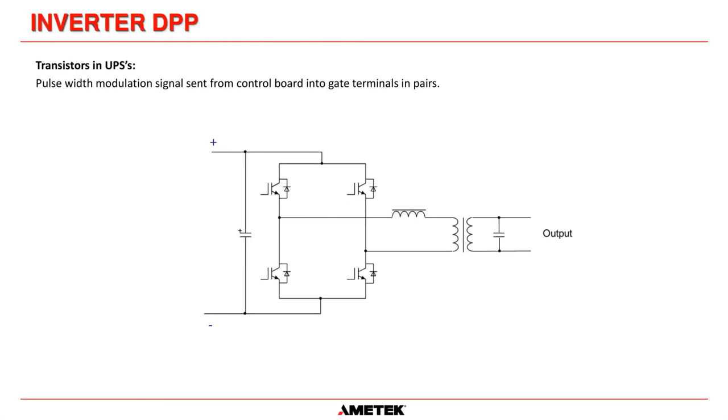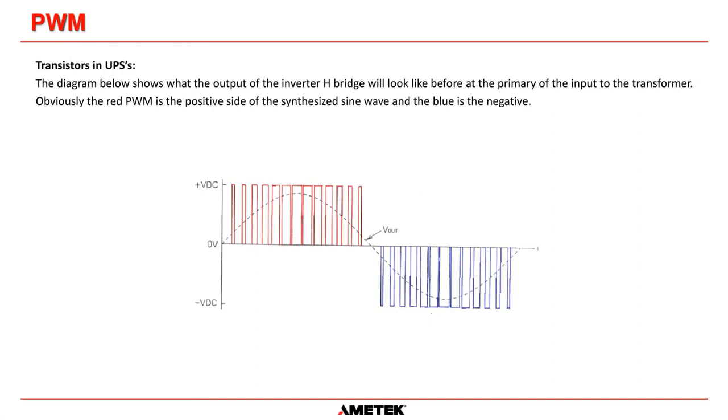So once again, back to our H bridge. The diagram below shows what the output of that bridge will look like before the primary of the transformer and on the secondary of the transformer. So once again, I've shown you these pulses, and now you can see the pulses getting thicker and thicker as they get to the middle of the waveform, and then thinner at the end. And if you do a mathematical representation of this pulse width modulated waveform, it does basically resemble a sine wave.